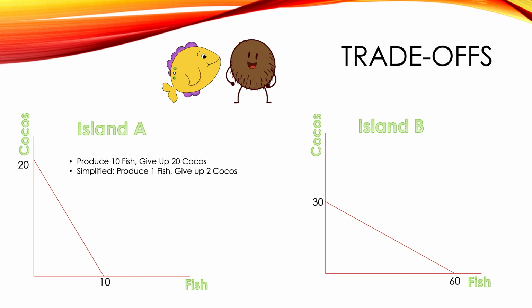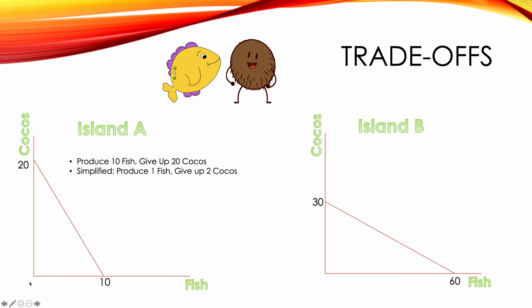So this is where it gets a little complicated, right? But essentially, if I were to ask you, how many coconuts do they have to give up to produce just one fish? The answer is 2, right? We're just simplifying a ratio here. 10 is to 20 as 1 is to 2. We're just dividing 10 by 10 to get 1 and 20 by 10 to get 2. So every time Island A produces one more fish, they have to give up 2 coconuts.